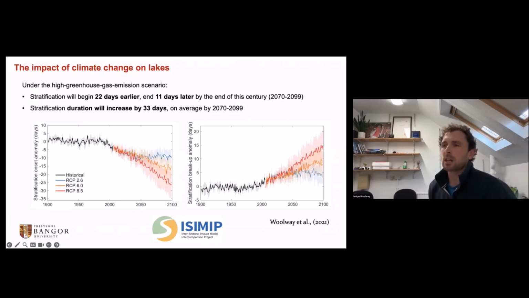Some of the summary statistics are that stratification will begin about 22 days earlier on average and end about 11 days later by the end of this century, according to our model simulations. And due to these changes in what we call stratification phenology, which is start and end, the duration of stratification will increase by about 33 days on average by 2070 to 2099, so by the end of this century. So an extra 1 month globally of stratification in lakes worldwide.